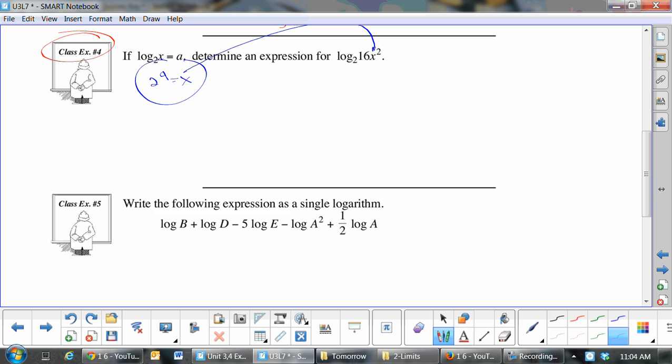Christine's saying this, let's put it in there. So this would be log 2 of 16 times 2 to the a, squared. Okay? Does that make sense? Now we got to simplify it, because that's not simplified.